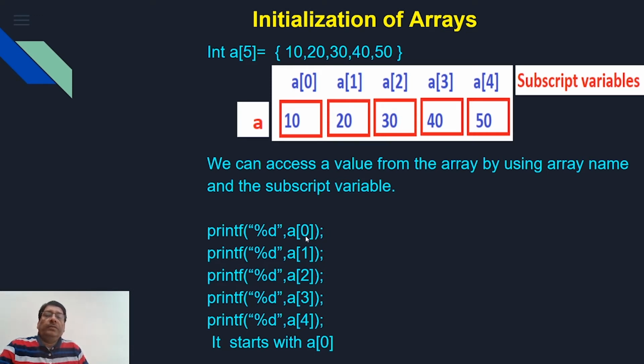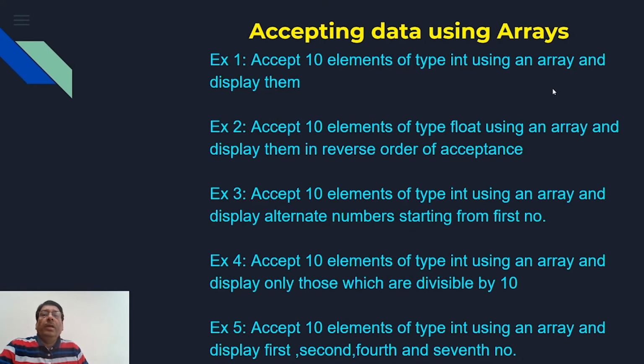Let's try this with some example. Let's write some program accepting the data using arrays. What do you want to do in the first example? You want to accept 10 elements of type integer using an array, and you want to display them. So we want to take an array of 10 elements, but it should be of type integer. You want to accept the values, and then you just want to display them. Okay, so how are we going to perform this?